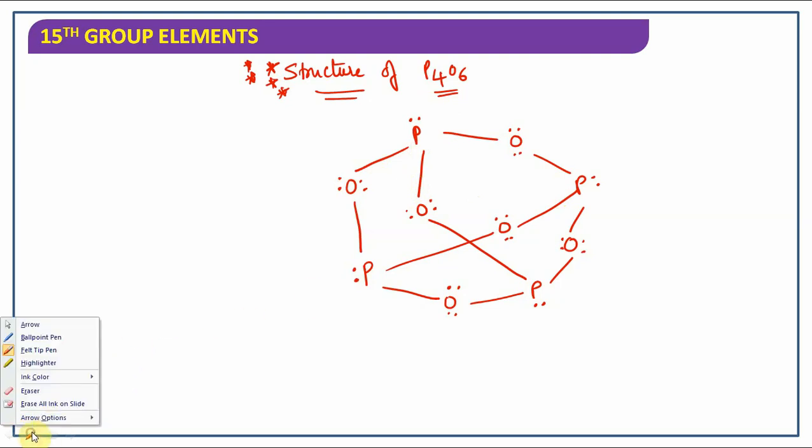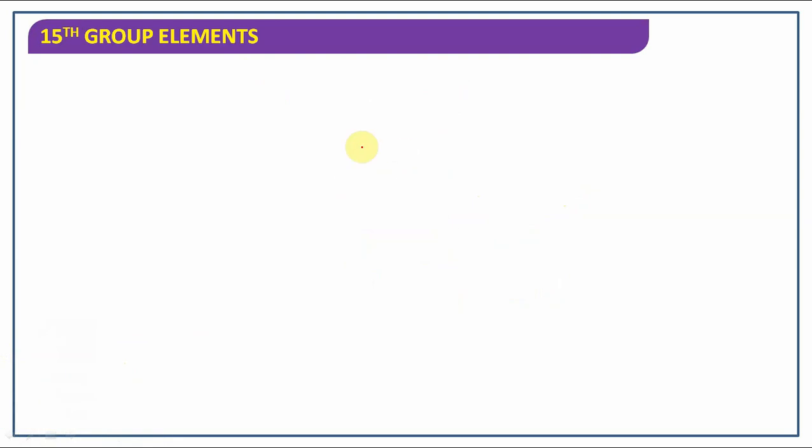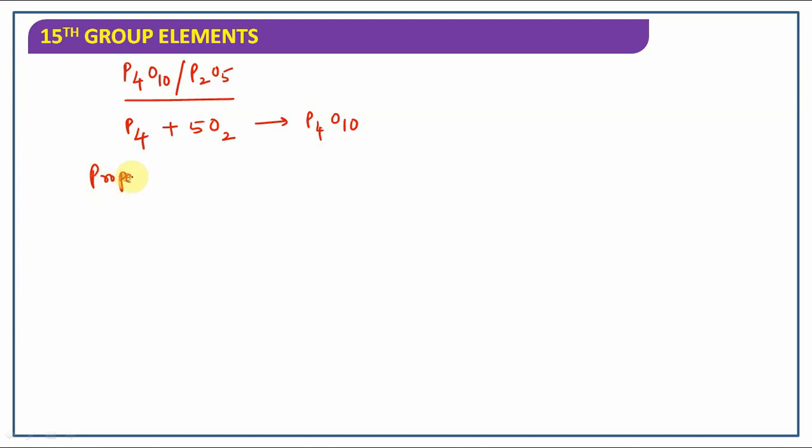Now let's talk about phosphorus pentoxide. Its dimeric form is P4O10. So generally, when phosphorus is burnt in excess of air, it produces phosphorus pentoxide. Is it clear? Right? And if it is treated with water, let's talk about the properties of this phosphorus pentoxide.